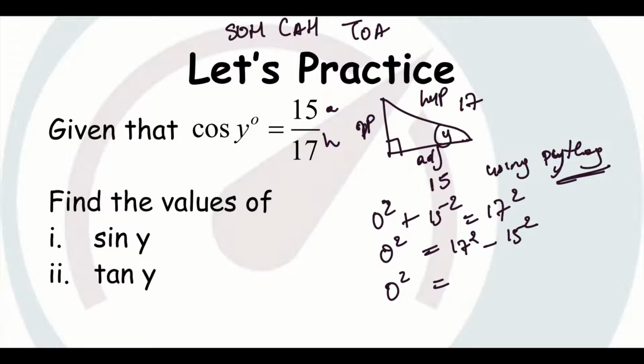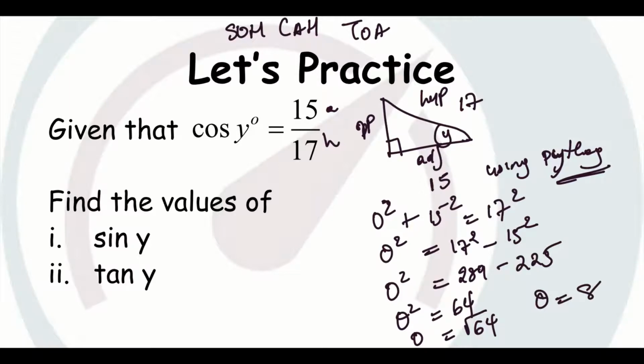Now let's go on our calculator quickly. There are some persons who know their squares, so it's easy for them to say 17 square is 289, minus 15 square, which is 225. So O square is equal to 289 minus 225. That gives us 64. Now to find the opposite side, it is the square root of 64, and the square root of 64 is equal to 8, because 8 times 8 is 64. So our opposite side here has a value of 8.